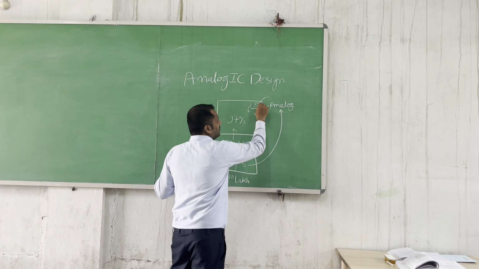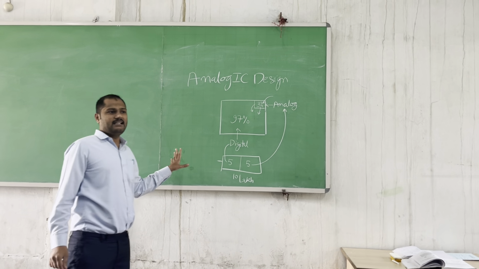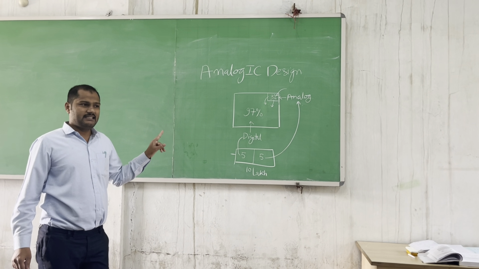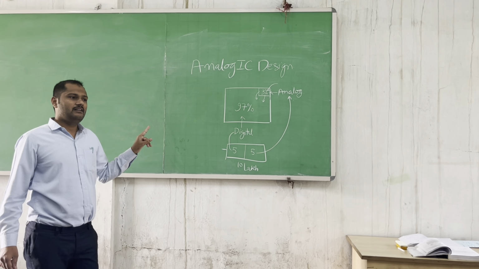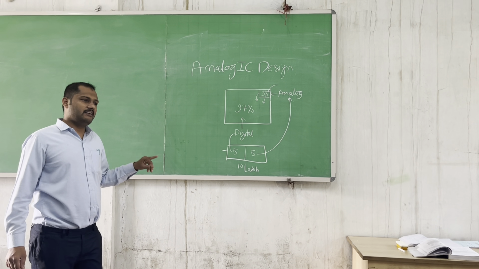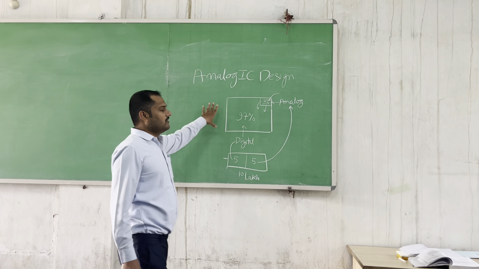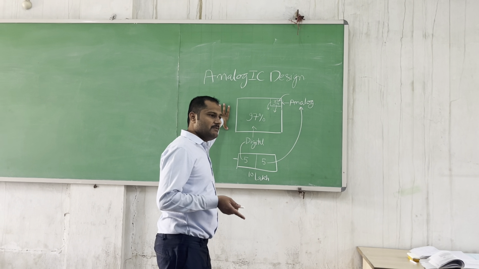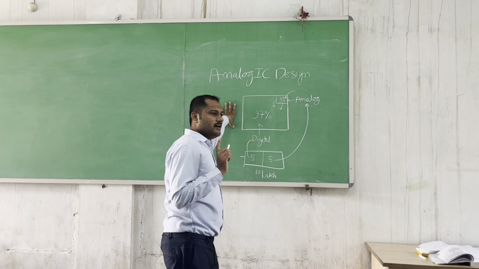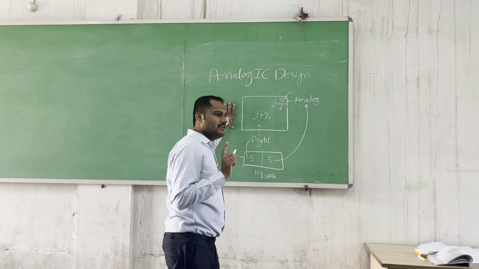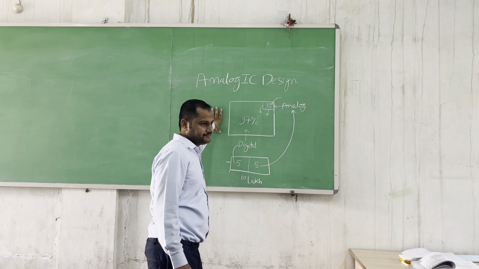This is the gateway to the chip, because every signal is an analog signal. This analog IC is the gateway to the chip. All the functioning of our total IC will depend upon the efficiency and performance of our analog part itself.